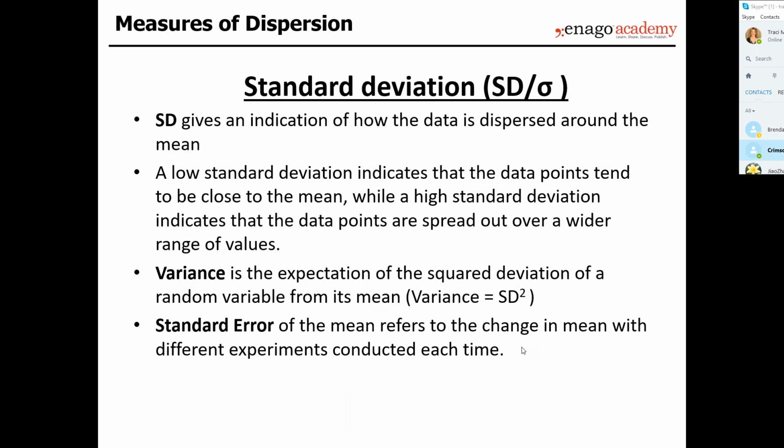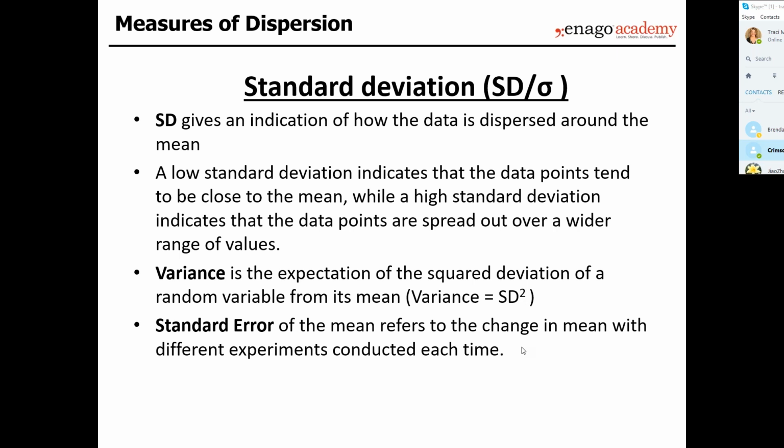Now we have standard deviation, often represented there. It gives an indication, just like I was saying, of how the data is dispersed or spread out around the mean. And that's what I was describing in the previous slide. A low standard deviation indicates that the data points tend to be close to the mean, while a high standard deviation indicates that the data points are spread out over a wider range of values. We like our data sets to have a small standard deviation.